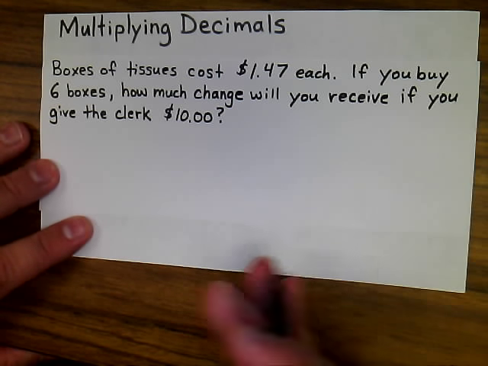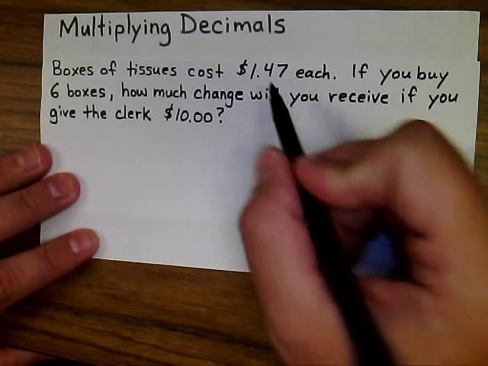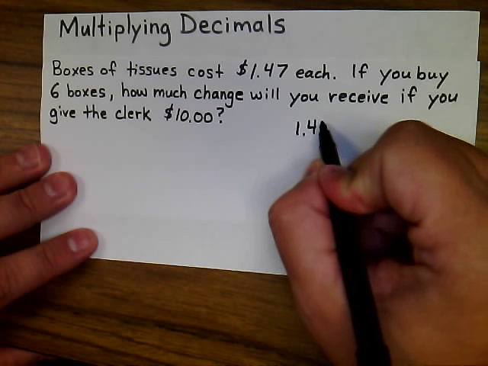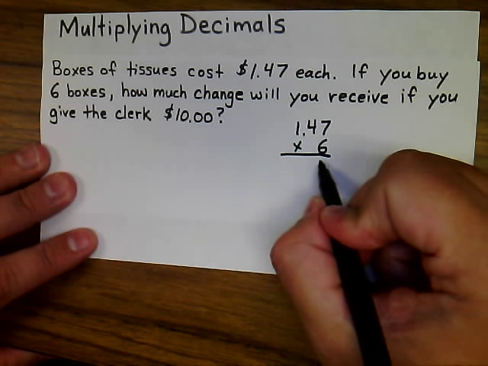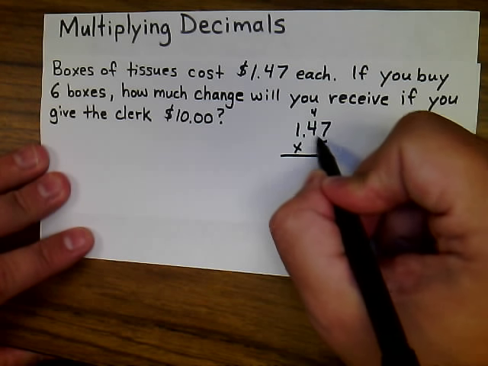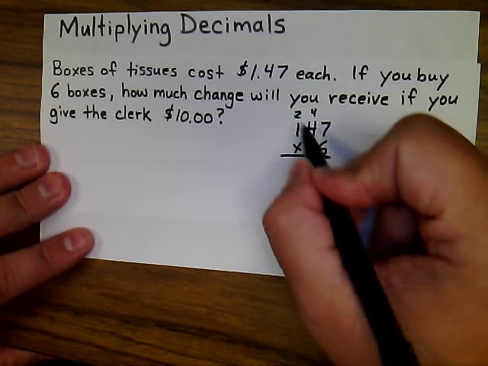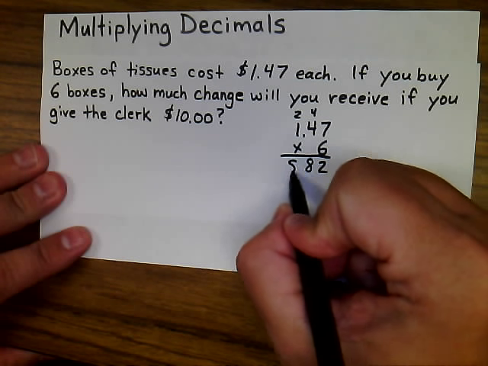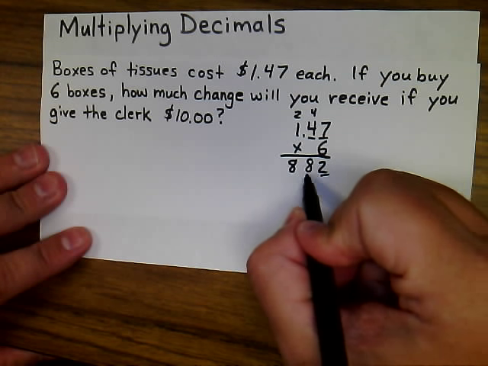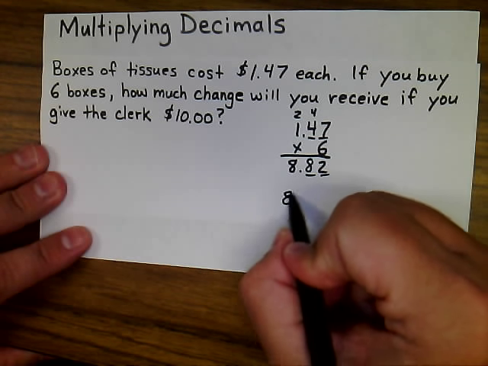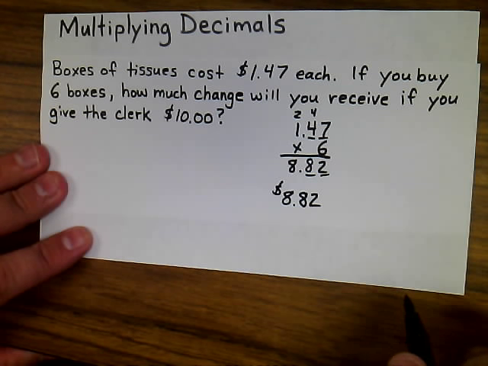Well, our first step is to find out how much it costs for these boxes of tissues. So since each box costs $1.47, we're going to multiply that by the number of boxes you want, which is 6. So 6 times 7, 42, carry the 4. 6 times 4 is 24, plus the 4 is 28. 1 times 6 is 6, plus the 2 is 8. So because there are 2 decimal places in our factors, there are 2 decimal places in our product, we are going to pay $8.82 for the 6 boxes of tissues.